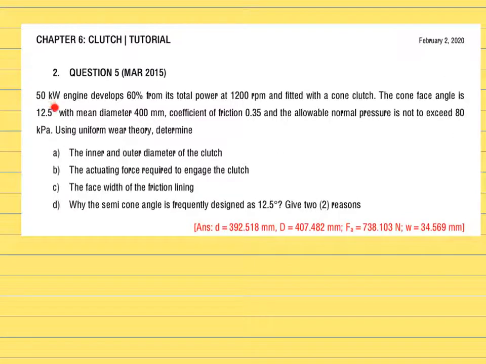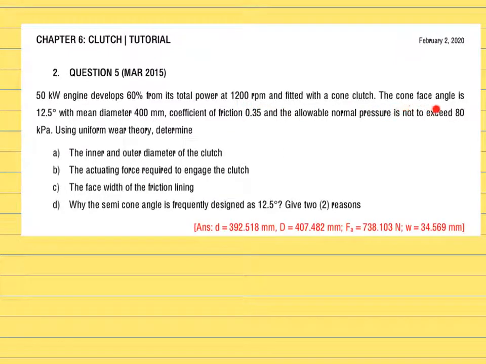A 50 kilowatt engine develops 60% from its total power at 1200 revolution per minute and fitted with a cone clutch. So this is a question related to cone clutch, where the cone clutch receives power from the engine, which is 50 kilowatt, and from this 50 kilowatt it only receives 60% at the speed of 1200 revolution per minute.